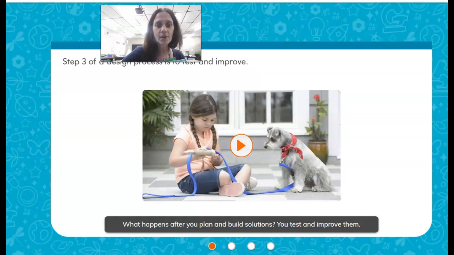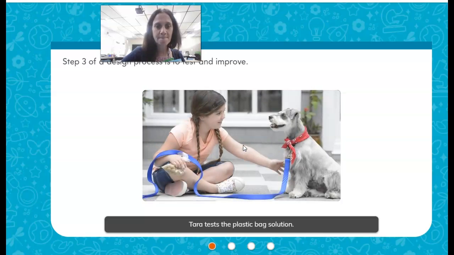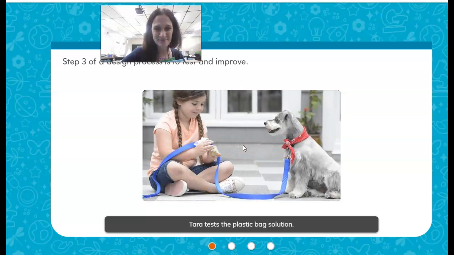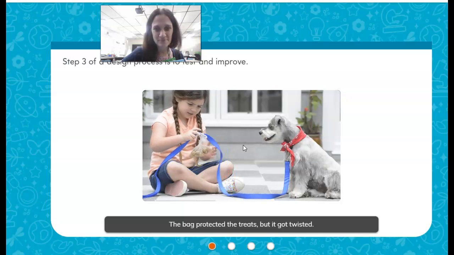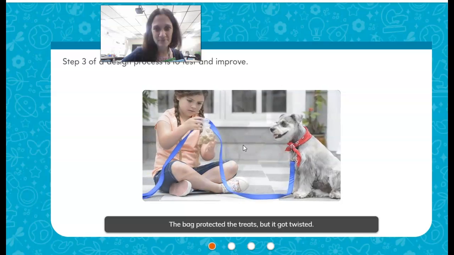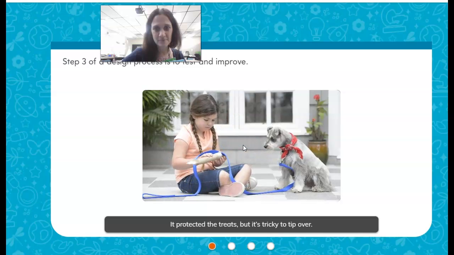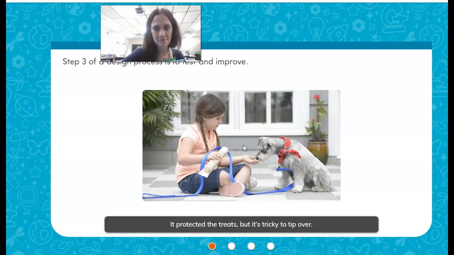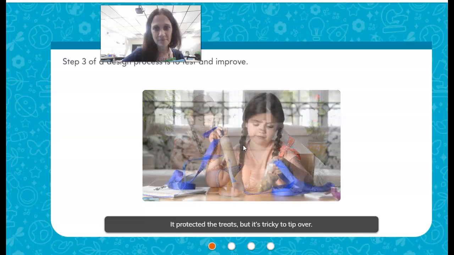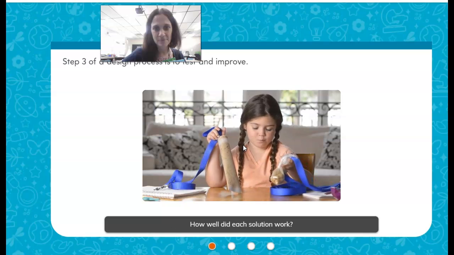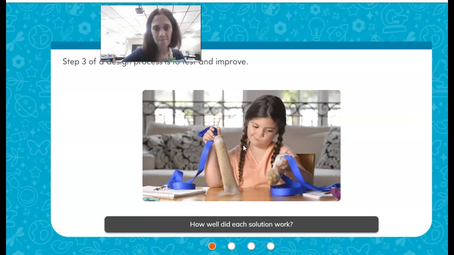What happens after you plan and build solutions? You test and improve them. Play the video to explore. Tara tests the plastic bag solution. The bag protected the treats, but it got twisted. Tara tests the paper towel roll solution. It protected the treats, but it's tricky to tip over. Tara compares her results. How well did each solution work? Could she make them better?